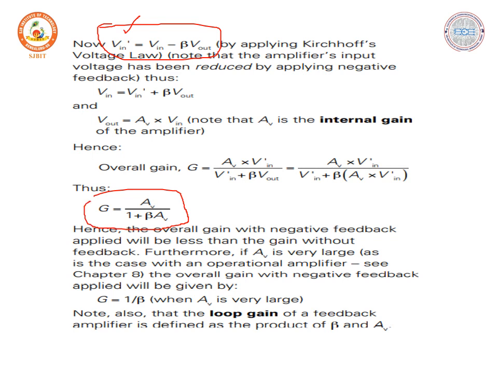So here, when you consider AV is very less, or you can consider AV is very large. AV is very less means AV divided by 1 plus beta AV, this is the one that will be dominating. And when you consider AV is a large value, we can neglect that one, so that we are considering AV divided by beta AV. So AV will get cancelled. G is equal to 1 by beta. AV is very large.